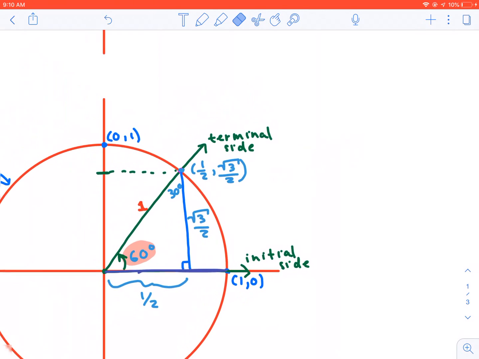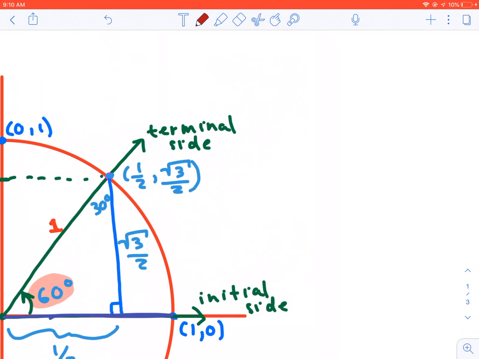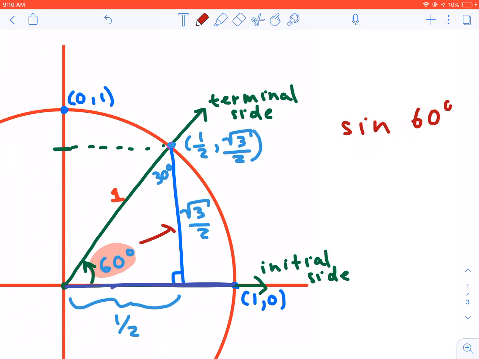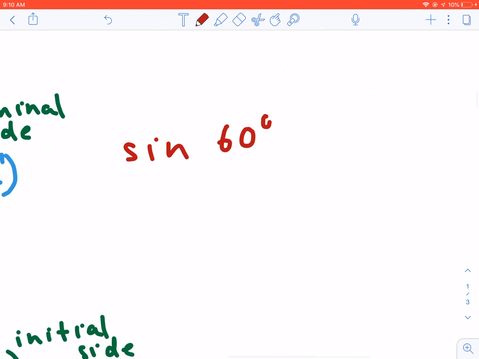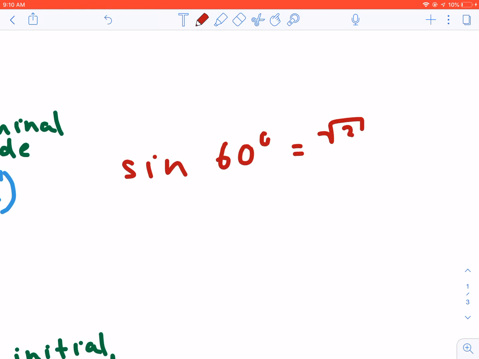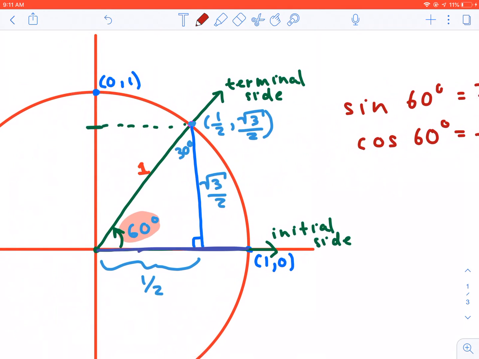Alright, so we know the sine and cosine of 60 degrees. We can say sine of 60 equals opposite over hypotenuse. Our hypotenuse is just 1. It's just radical 3 over 2. And again, it's just the y value of that coordinate. And what is the cosine? The cosine of 60 degrees is a half. Adjacent over hypotenuse, or in this case, just the adjacent side if we're talking about the unit circle.